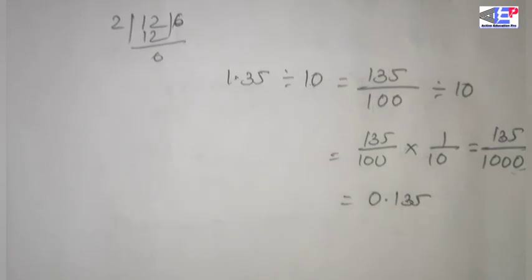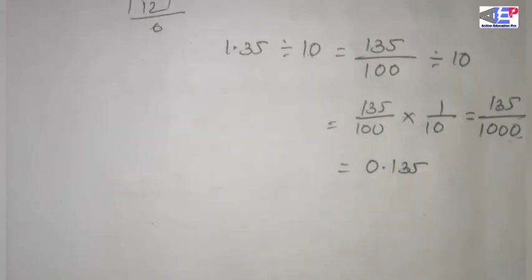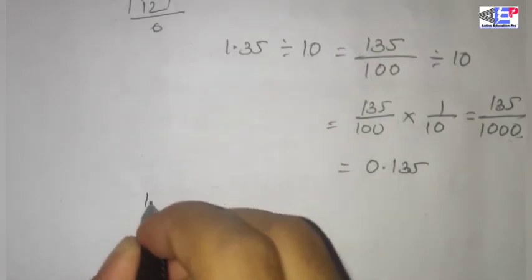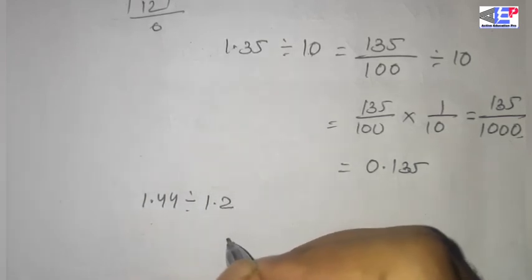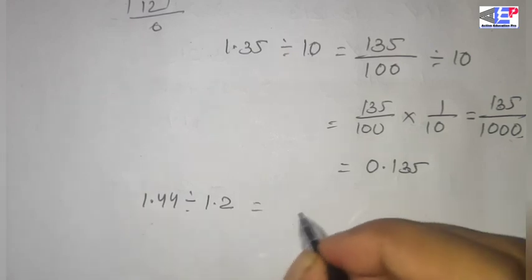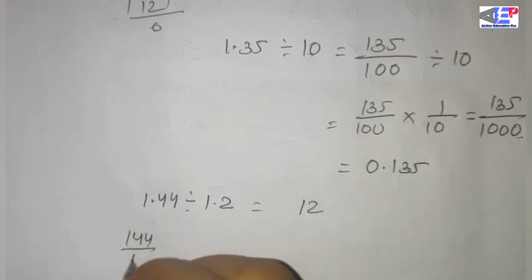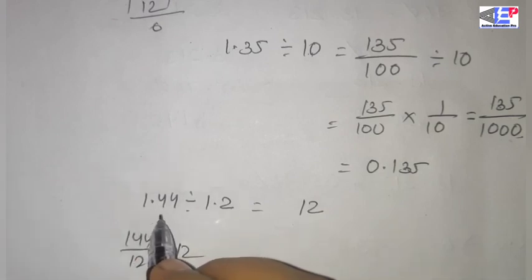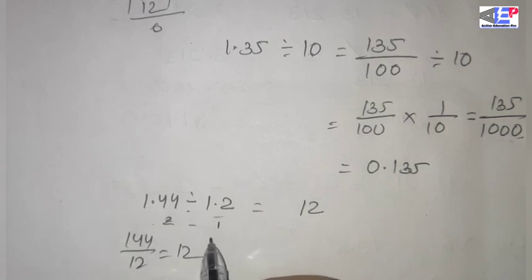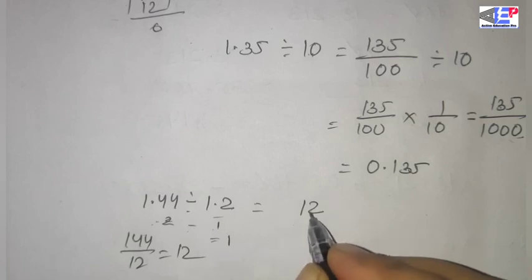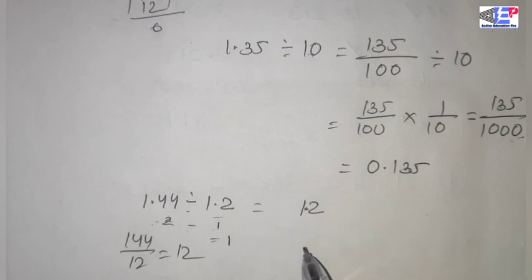Okay. Then the next thing is decimal divided by decimal. Suppose this is 1.44 divided by 1.2. 1.44 divided by 1.2. So the answer will be 12. 144 upon 12 is 12. And again here there are 2 decimal places and there is 1 decimal place. So subtract these decimal place values. 2 minus 1 is 1. So this will be 1.2, with 1 decimal place after this decimal point. This is 1.2.